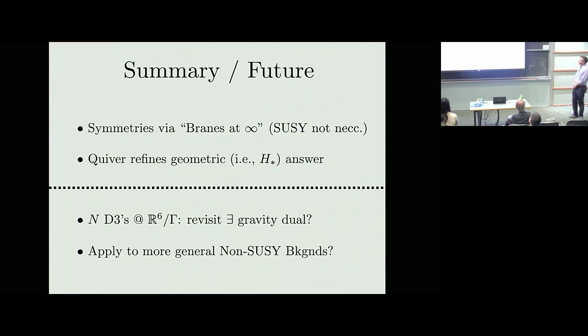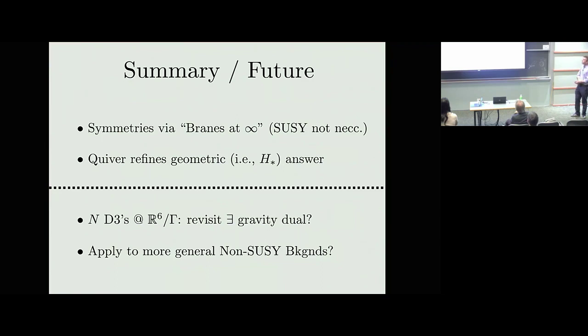What we found is that the quiver answer that we got in the cases we looked at refined the geometric answer, and by that I just mean the boundary homology. There's most likely a more sophisticated geometric statement to make, which matches it spot on. I'd be shocked if there wasn't.